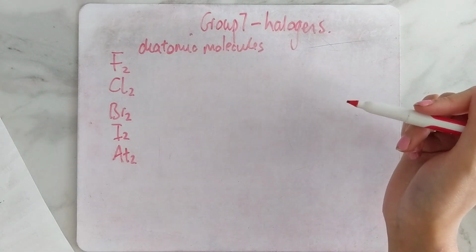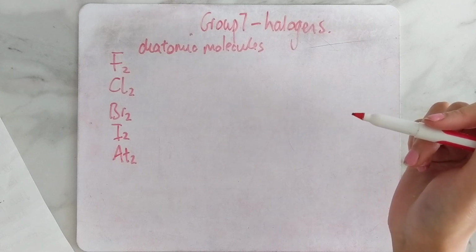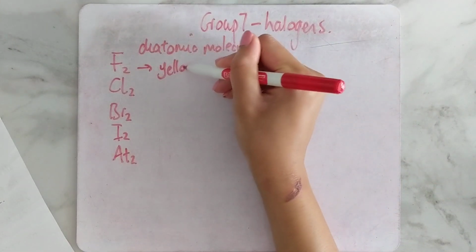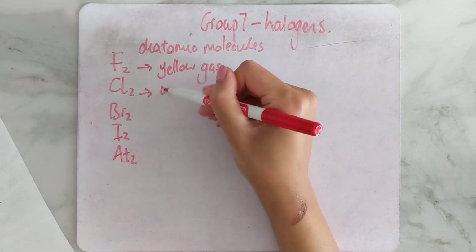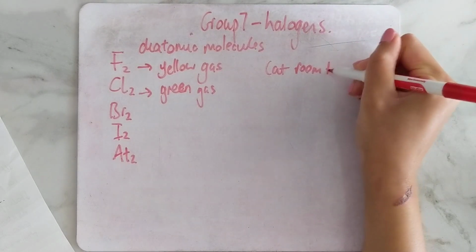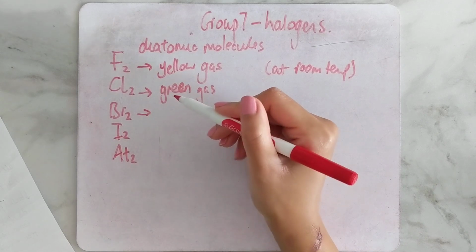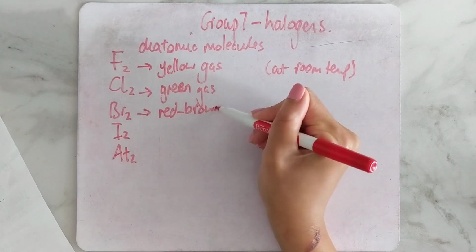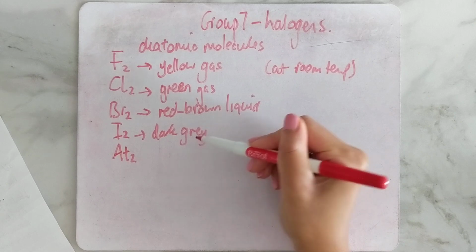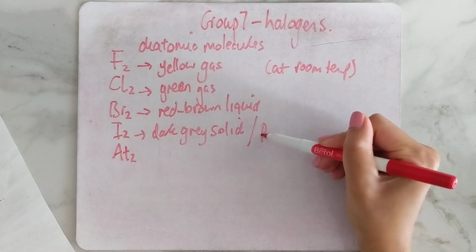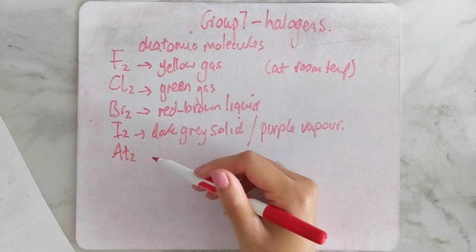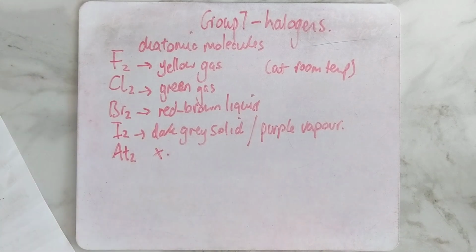So you need to know what these elements look like at room temperature. So here's a few things to memorize. Fluorine is always a yellow gas. Chlorine is a green gas. So this is at room temperature. Bromine is a red-brown liquid. Iodine is a dark grey solid, or a purple vapour. You'd get a mark for whichever one you put, that's fine. Don't need to know about astatine, they don't tend to usually ask you about that one.